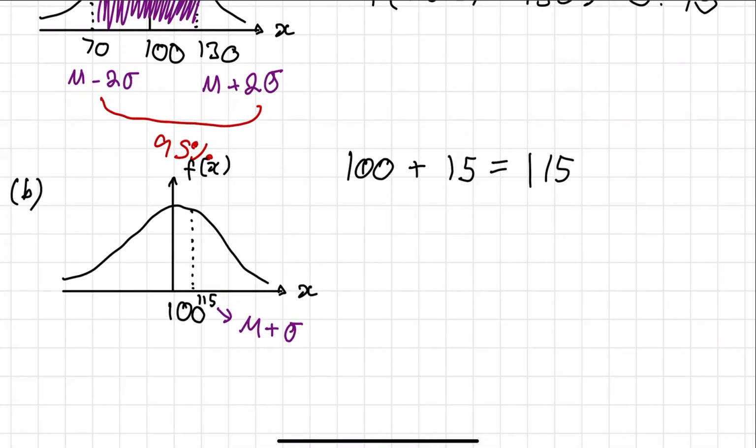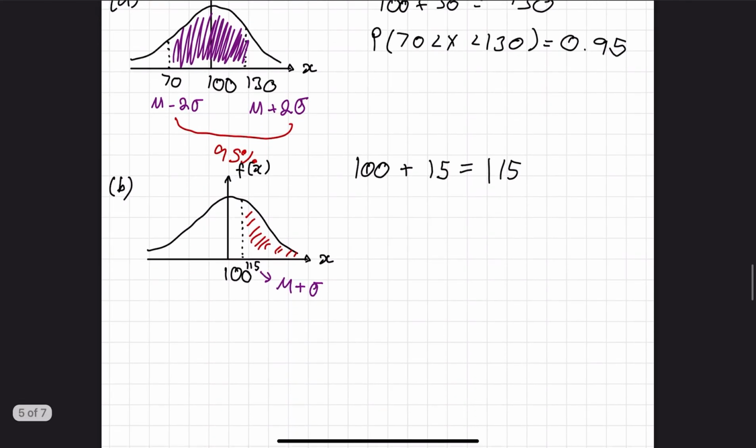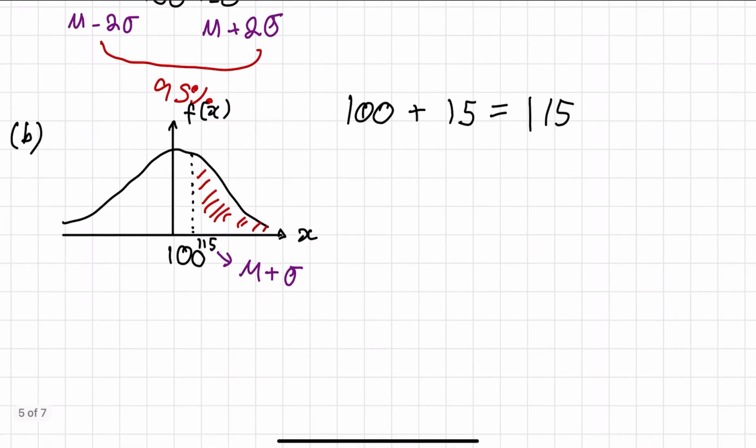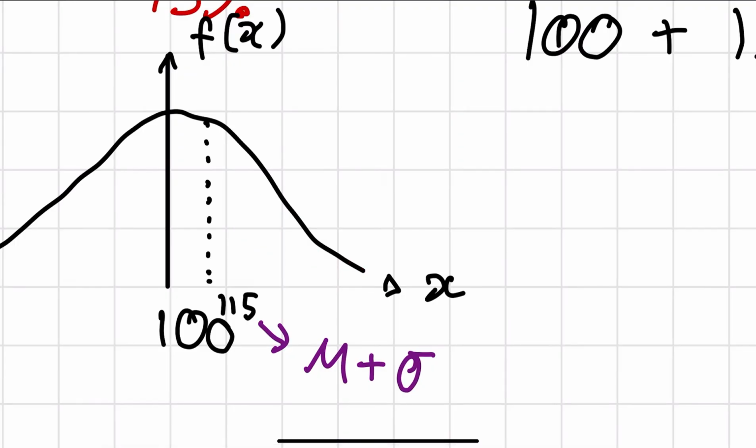What I'm interested in is this shaded bit here, when it's greater than 115, because that's what the question is asking. Find the probability that X is greater than 115. So this one's a bit more tricky than the other ones. What I'm going to do, first of all, before I find this area, is I'm going to do something else. What am I going to do?